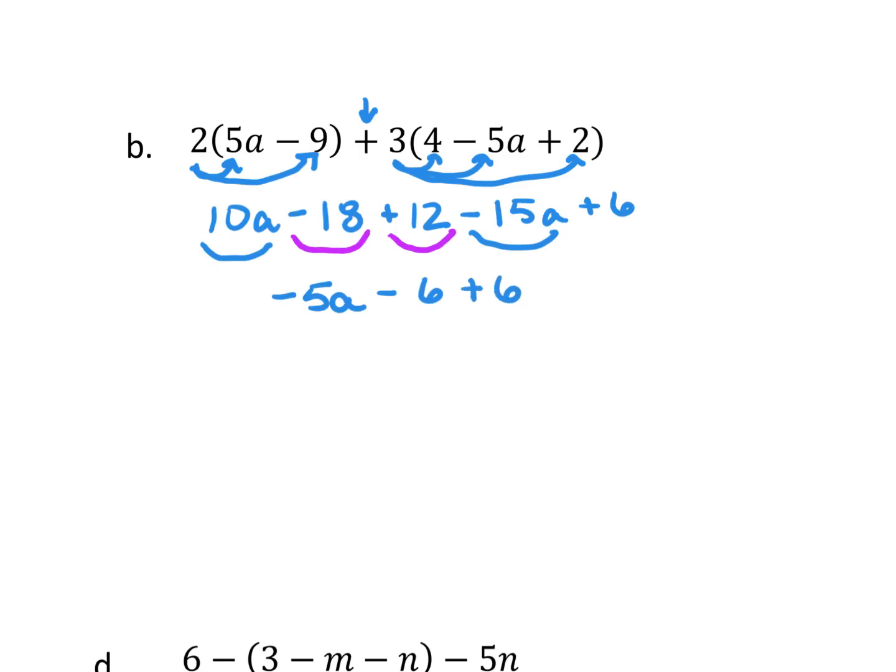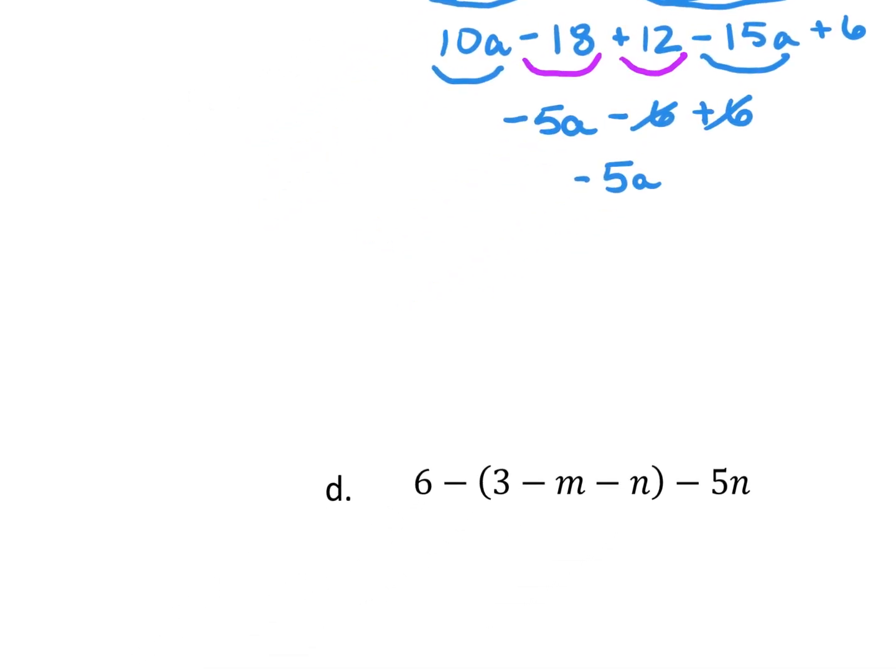I'm going to bring down my other 6. And now if we combine negative 6 plus 6, these cancel. And so my final answer is negative 5a. And we're done.